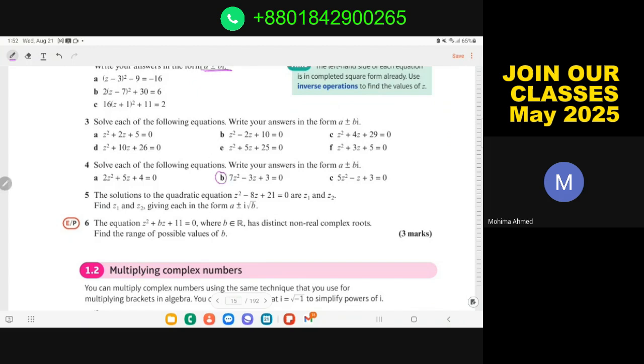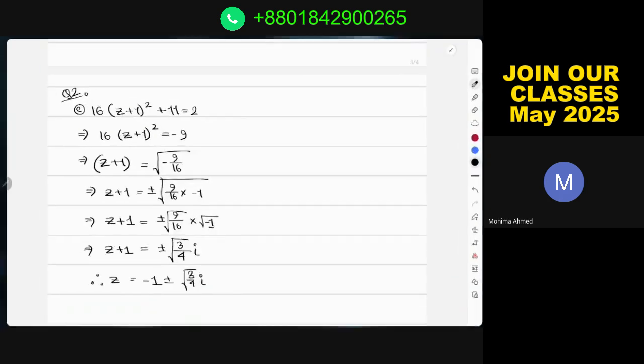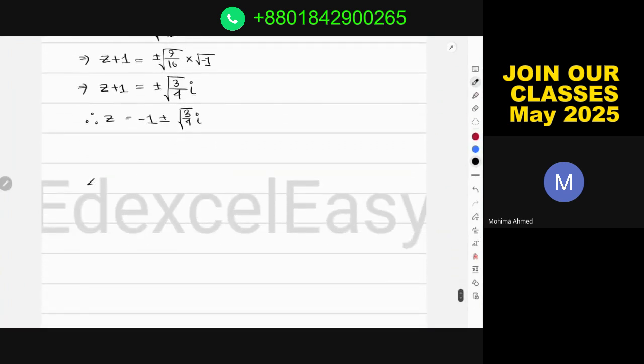7z squared minus 3z plus 3 equals 0. Now you can solve this equation in two formats. You can use the completing the square format. Also, you can use the formula method. So if you use the completing the square method, let's see how it works.